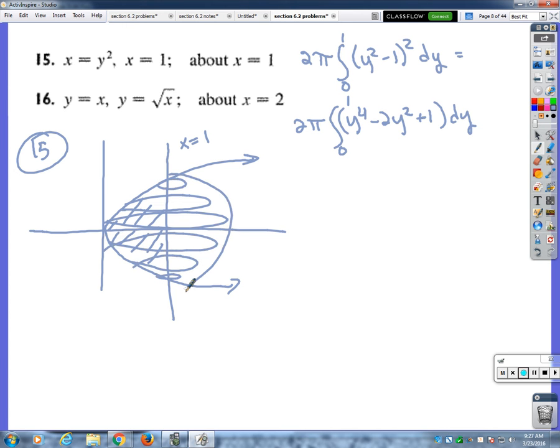So it says about y, okay, it has to be y equals the equation. So the next one we have to make it x equals. Since it says around x equals 2, that means we're going to have to change this into x equals y squared.